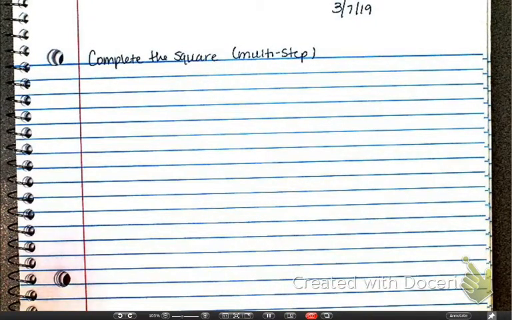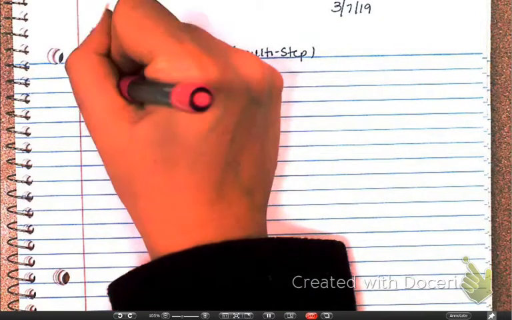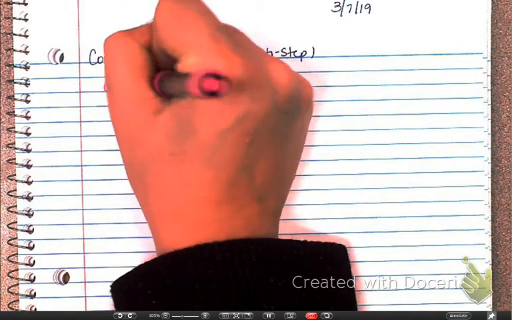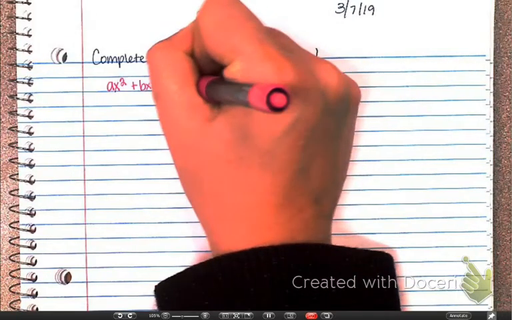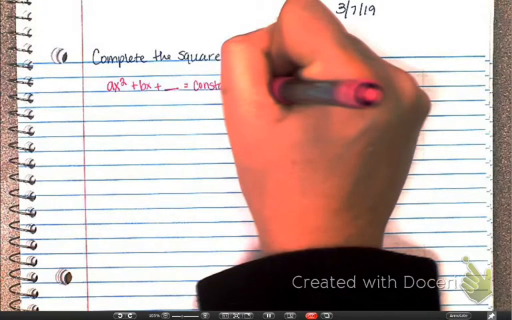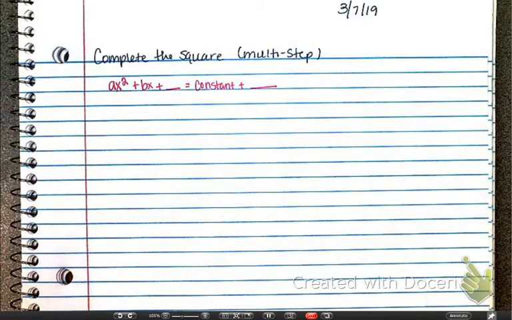So, we're not doing anything new. I'm not teaching anything new. We are practicing these problems. But just a review. Our form that we want everything in is ax squared plus bx plus our blank equals our constant plus blank. You do not get to do any math until it looks like that.